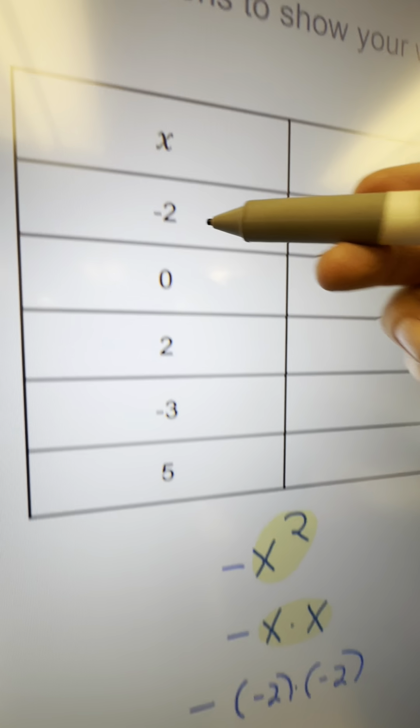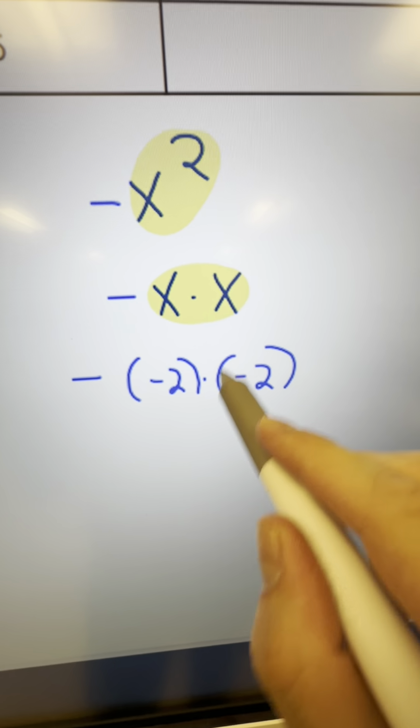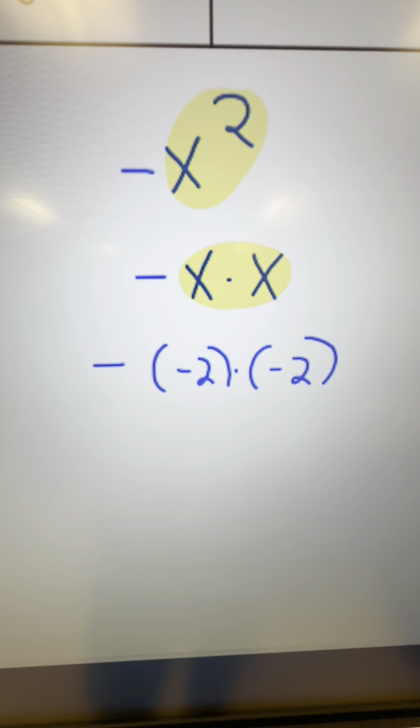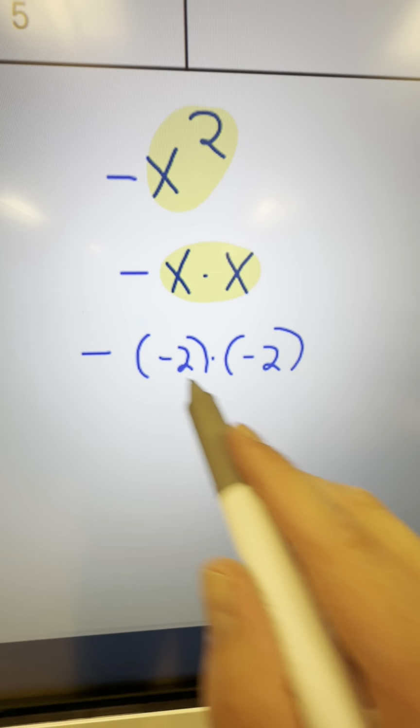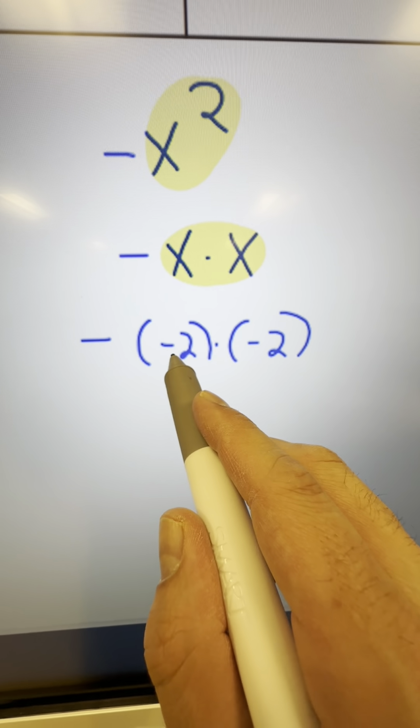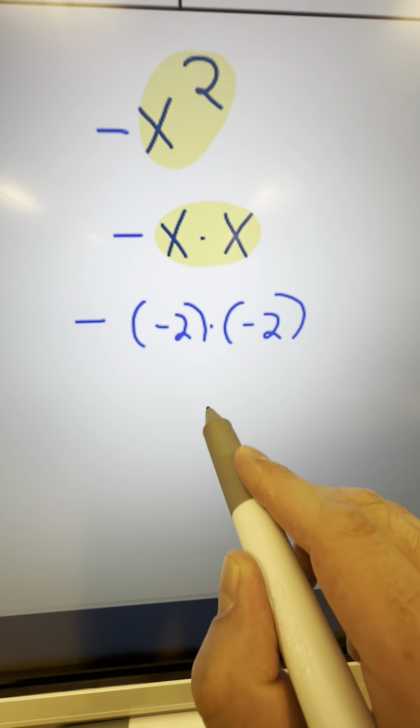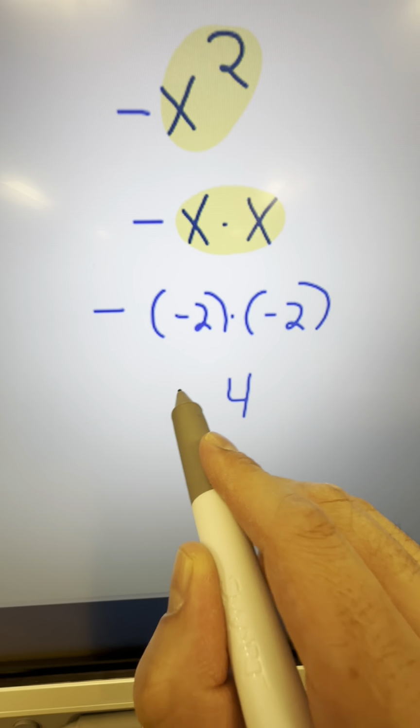And since my first number is negative, I recommend putting it in parentheses when you substitute negative numbers. It'll help you avoid mistakes, especially when you're dealing with other negatives in the problem. But when you multiply this out, negative 2 times negative 2, that's going to give me positive 4. And then don't forget we had that negative out here.